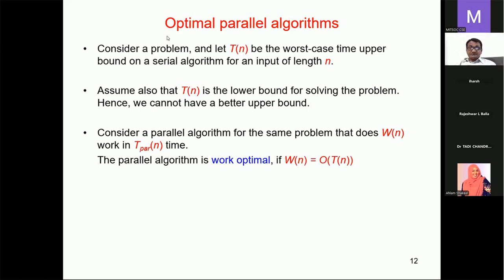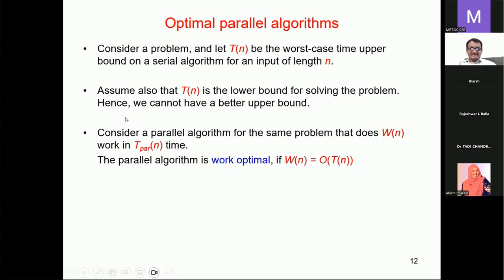Okay. So please consider the problem, and let T of n be the worst case upper bound on a serial algorithm for some input of length n. Maybe this is what we call the worst case sequential algorithm, and then the best case parallel algorithm. It will always be nearby. But again, worst case parallel algorithm, we don't want to get into that. We want to come up with the best parallel algorithm. We call it the optimal parallel algorithm. Is it clear?